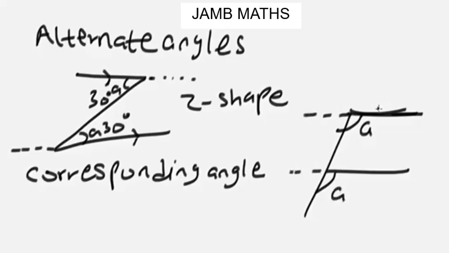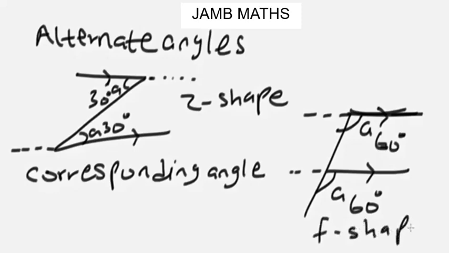The arrow here indicates that the line up here is parallel to the line down here. That means if 60 degrees is here for A, 60 degrees will also be here for A. So this is basically what corresponding angles entail. They are found in an F shape. So that's the basic thing you have to know regarding corresponding angles.